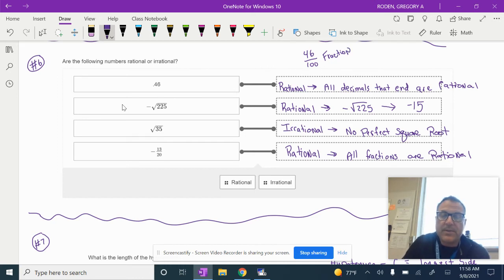So 46 over 100, 0.46 is 46 over 100, which is a fraction, which is a rational number. Okay? Okay, negative square root of 225.